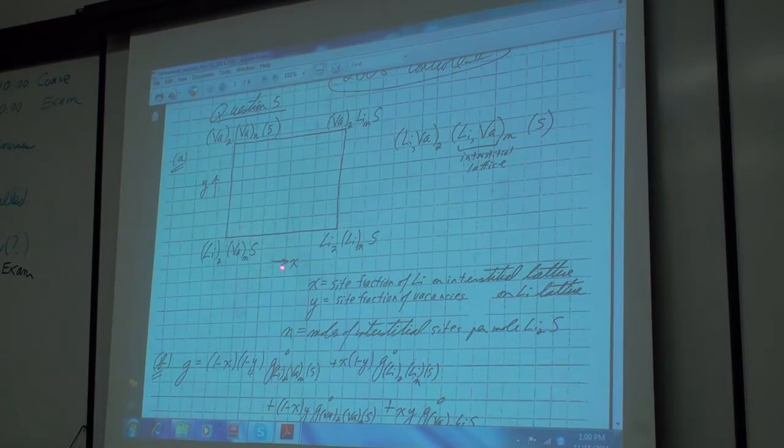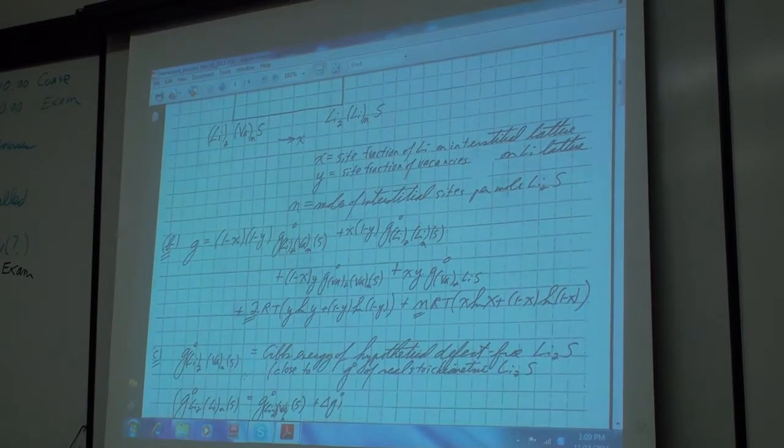X and Y are the concentrations of the two kinds of defects. X is the site fraction of lithium on the interstitial lattice. Y is the site fraction of vacancies on the lithium lattice. Little n is the number of moles of interstitial sites per mole of Li2S. It's something like 1, 2, 3, an integer.